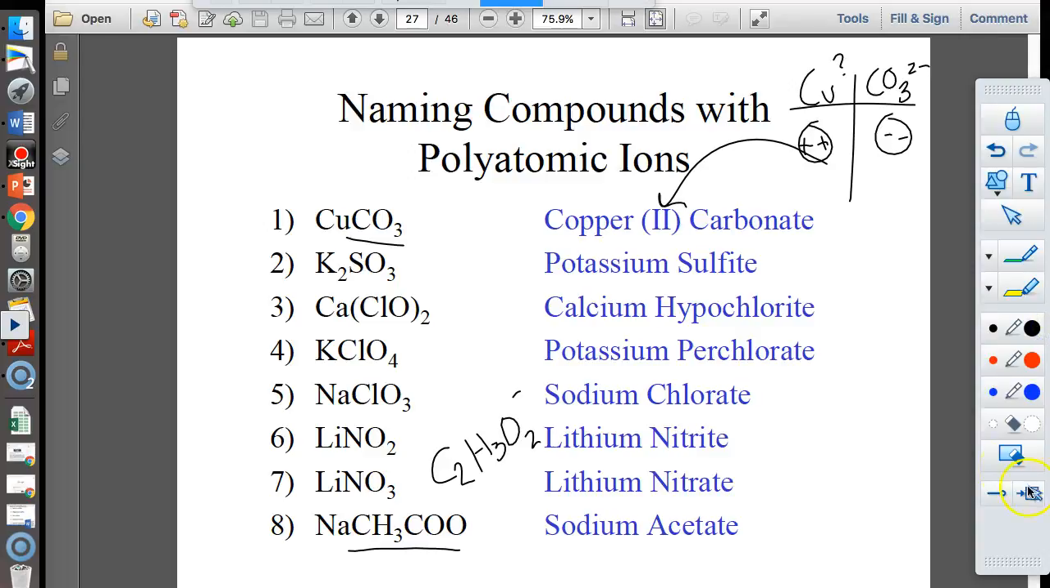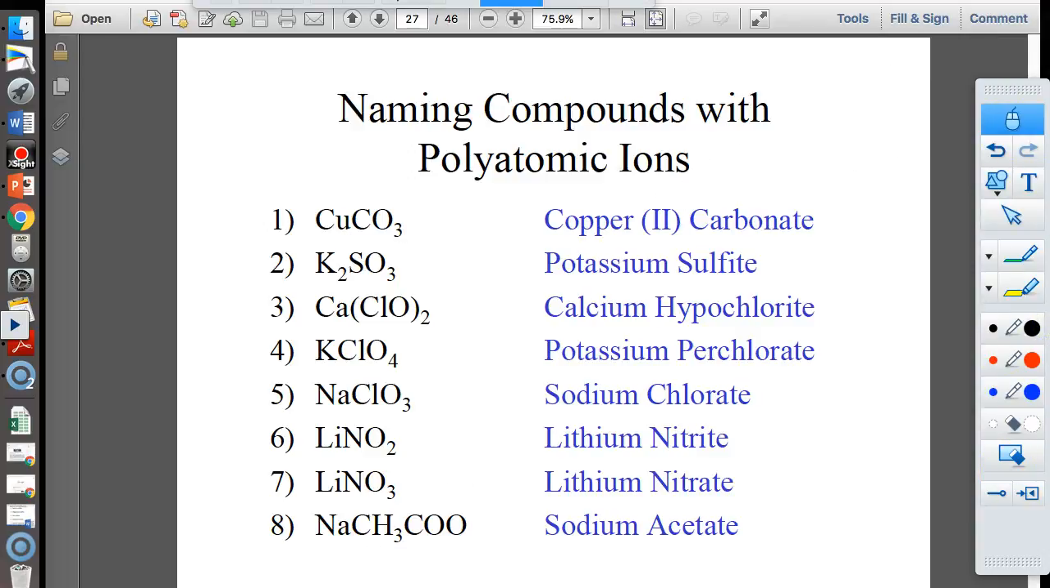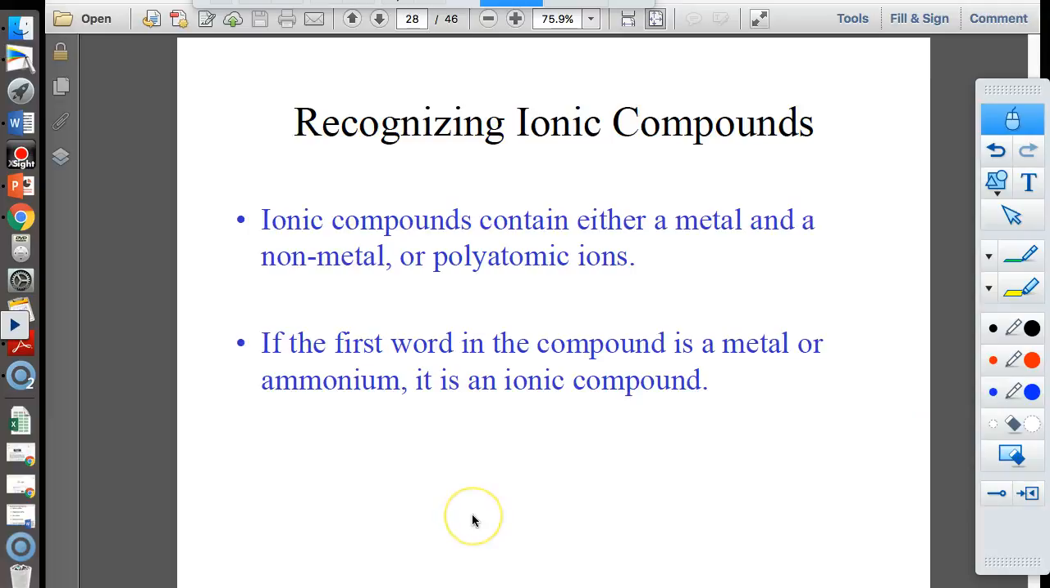Okay. So, moving on with our lives. When you recognize an ionic compound, you're looking for a metal or you're looking for some polyatomic ions. If you see either one of those things, it's ionic because covalent compounds are only made of nonmetals. Okay?